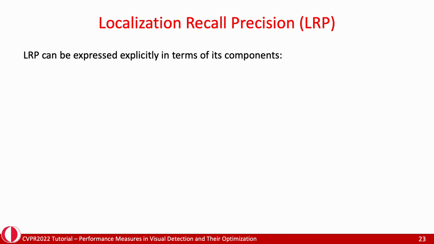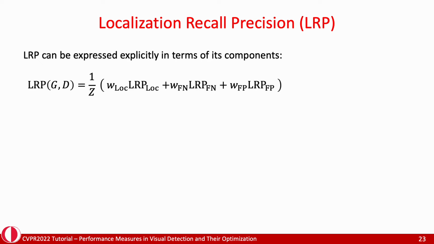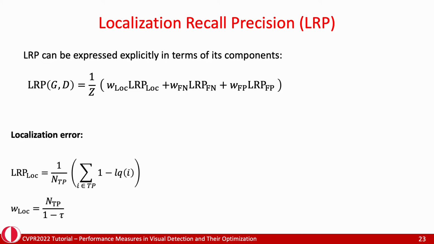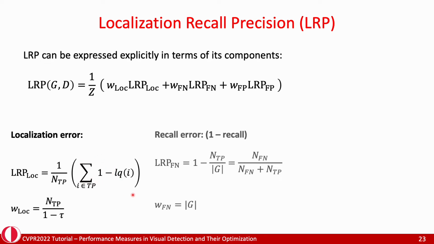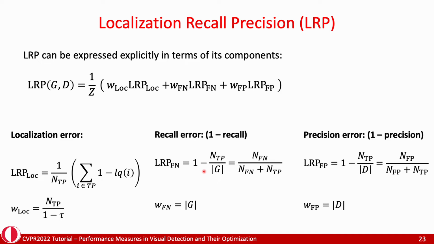LRP can be written in a different way. It can be expressed explicitly in terms of its localization, recall, and precision components. The LRP localization component gives us the average localization error computed over all true positives. Recall error is basically 1 minus recall, which equals 1 minus the number of true positives divided by the number of ground truth items. And then the precision error is 1 minus precision, which equals 1 minus the number of true positives divided by the number of detections.